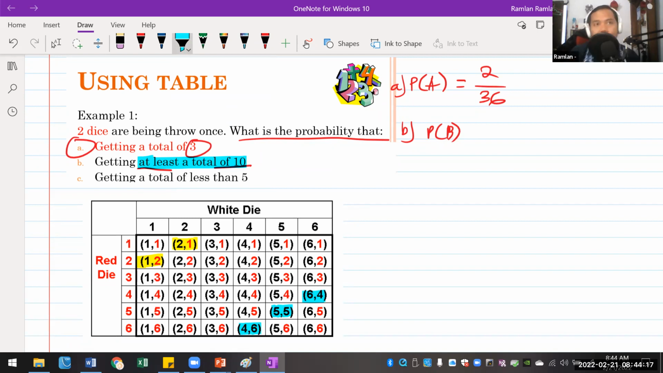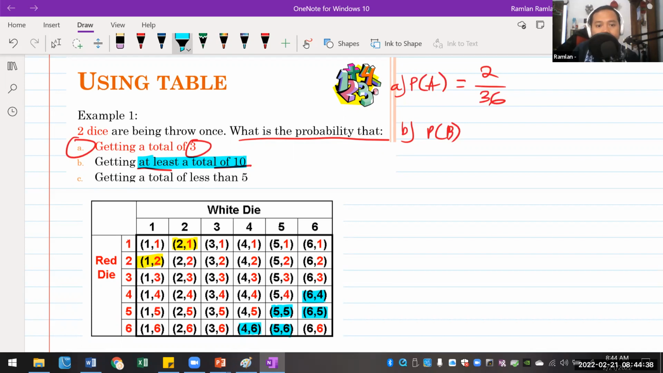Okay, let's go to the next number, which is 11. 11 can be from 6 plus 5 or 5 plus 6. Okay, 11 could also be 1 plus 10, but you don't have a pair which is 1 and 10, right? So we only focus on the pairs of numbers that we have in the table. Okay.